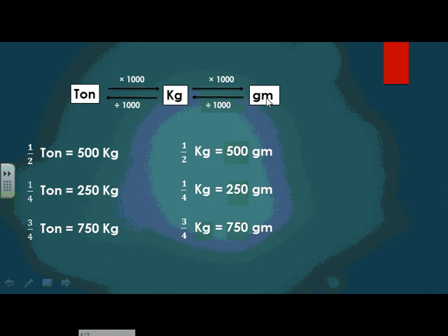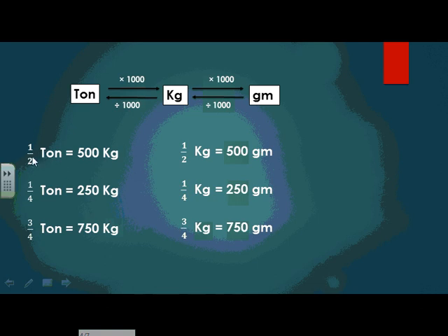Backward, I'm going to change from gram to kilogram. Now, this time I'm going to divide by 1000. Why? Because I'm changing from small unit to big unit. So I'm going to divide by 1000. And changing from kilogram also to ton, I'm going to divide by 1000.